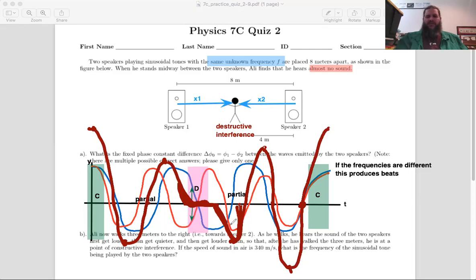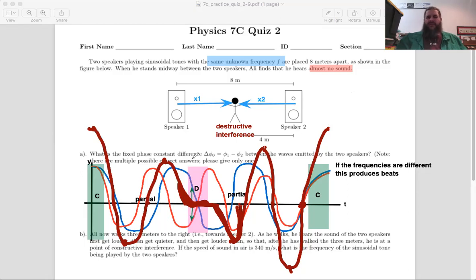So the actual result is going to look something like this. We get large oscillations representing a loud sound, and then small oscillations, so it's going to be quieter. And then almost completely quiet during this dead zone here. Then quiet, and then louder and louder, and then it's going to repeat that cycle again.